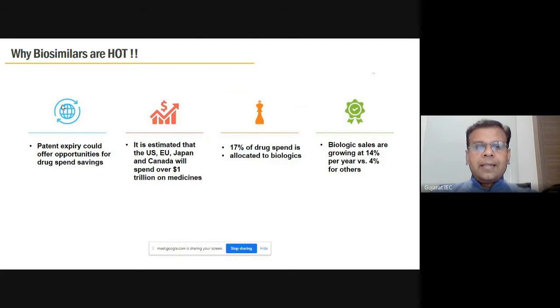And it's estimated that there's a huge market out there if we consider just the key areas like the US, EU, Japan, and Canada, the key players. Almost 17% of the spend is allocated to biologics at this point of time. The spend is gradually increasing, at this point it's 17%, and the sales is definitely increasing year on year. That typically summarizes the things which make biosimilars really a hot topic now.